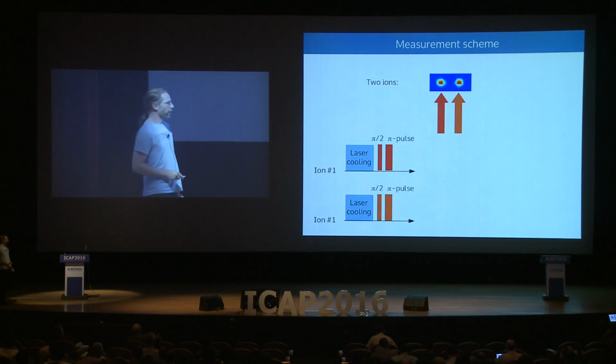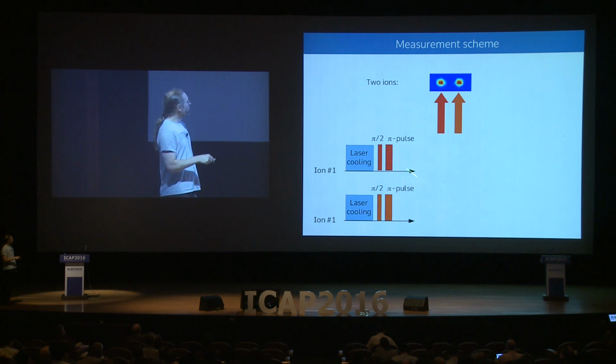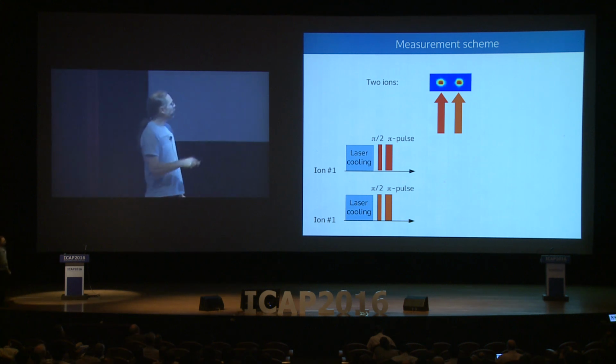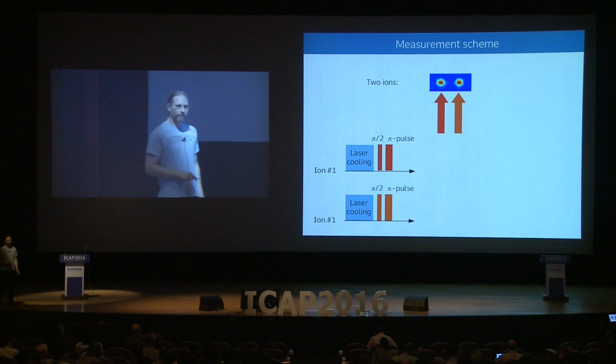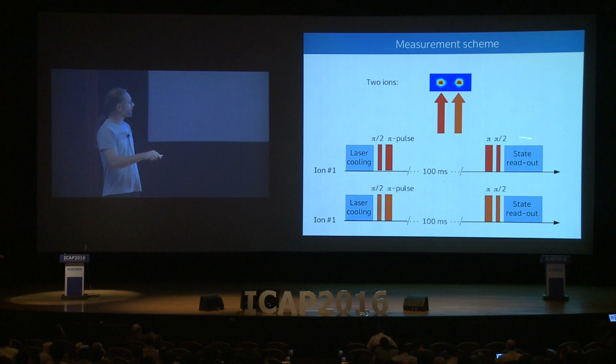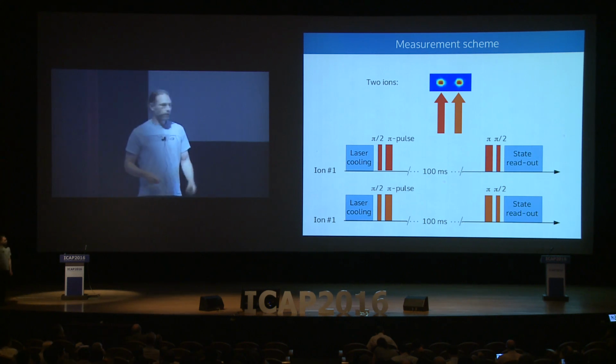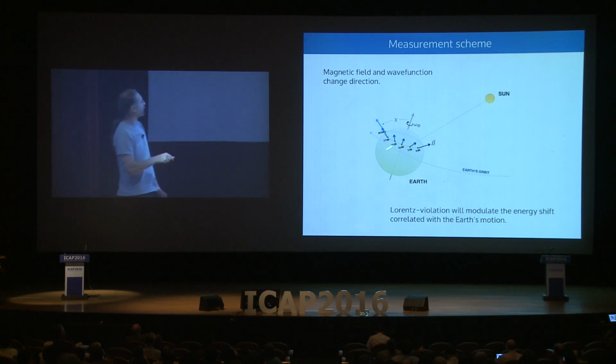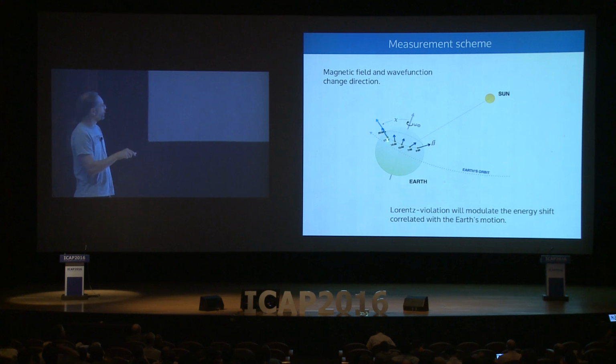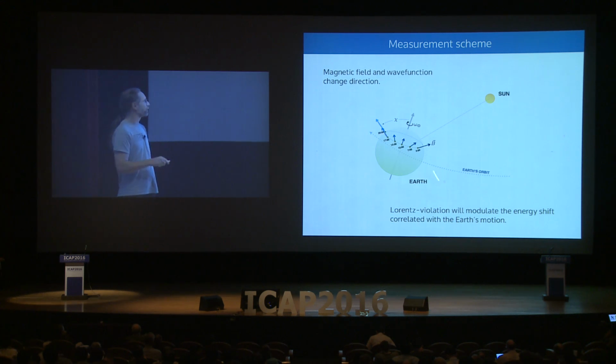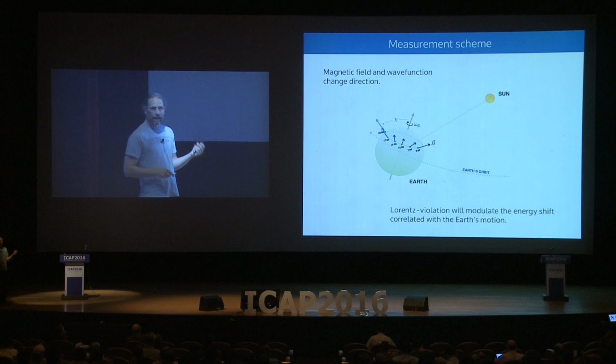So here's the protocol. We have two ions. We laser cool the ion string, and then we apply this pi/2 pi pulse on both ions simultaneously to create our states, hopefully sensitive to Lorentz violation. We wait 100 milliseconds in our experiments, and we do the inverse to close the interferometer, and then we do the state readout. We do this over and over, while the Earth is rotating our apparatus. The magnetic field is fixed with respect to the Earth's surface, and that changes the orientation of the states we create.